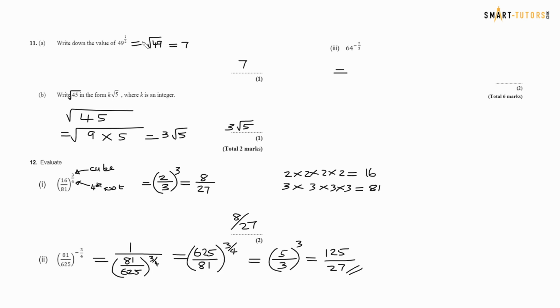Third part is 64 to the power minus 2/3. So 1 over 64 to the power 2/3. This 3 means cube root and the 2 means square. So 1 over cube root of 64, which is 4, and 4 squared is 16, so 1 over 16. So that is the answer for the third part.